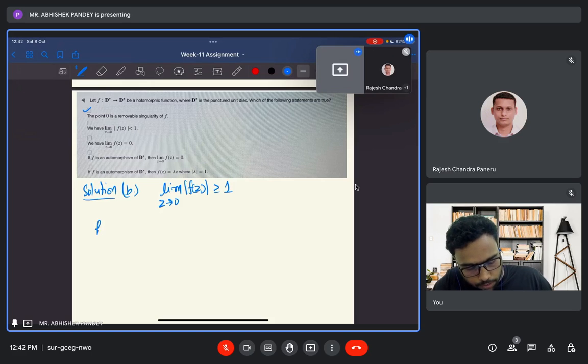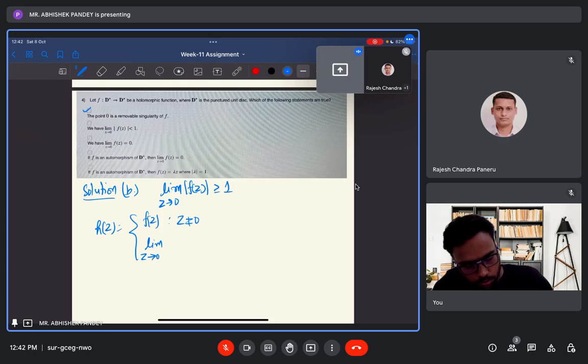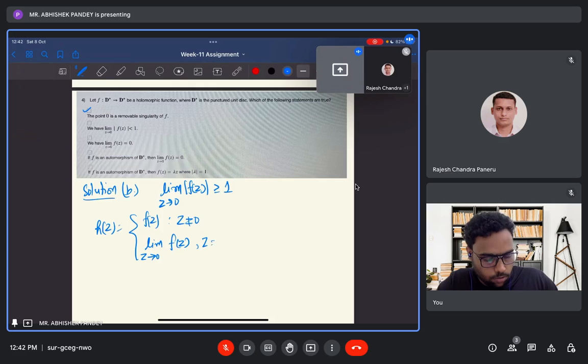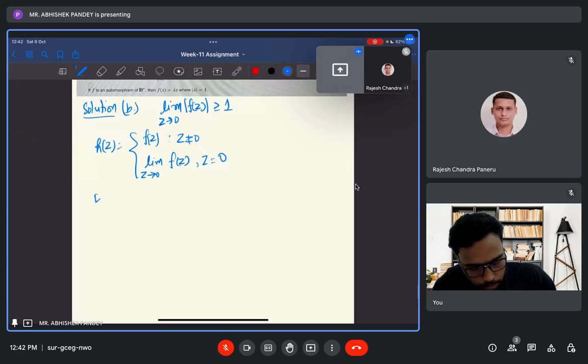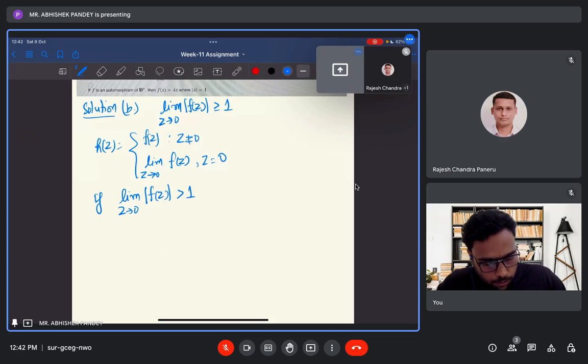So basically, once you define h(z) equals f(z) such that z is non-zero, and the limit as z tends to 0 of f(z) if z is equal to 0. So if the limit as z tends to 0 of modulus of f(z) is greater than 1, then h is discontinuous.